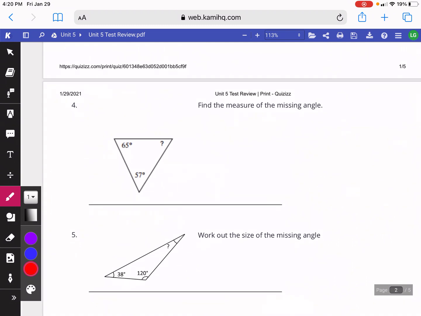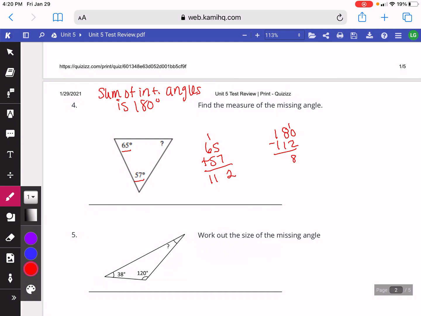Now we're moving on to what we learned in topic 5.2, which was about the angles of triangles. The main thing we learned is that the sum of the interior angles of a triangle is 180 degrees. So what we could do here is add the two angles we do know, 65 plus 57. And if we wanted to know the missing angle, we would subtract that from 180. So this missing angle would be 68 degrees.